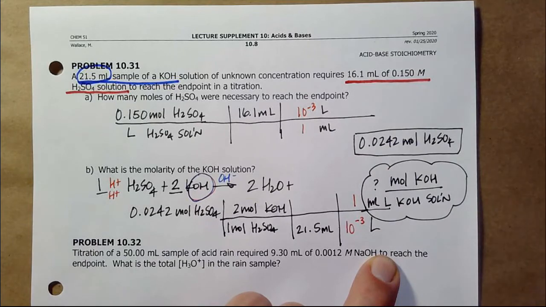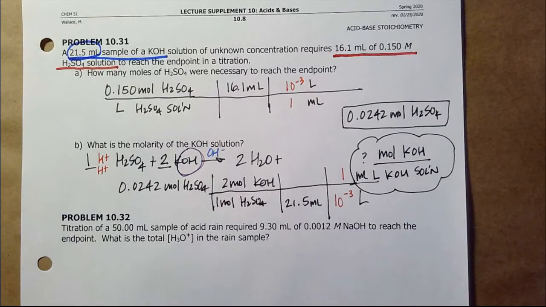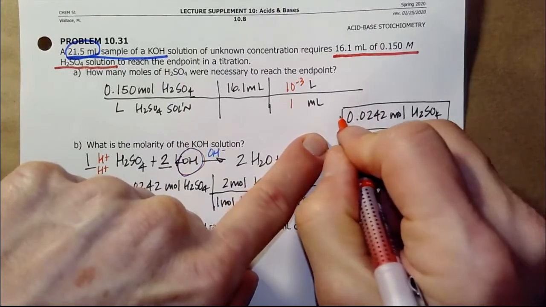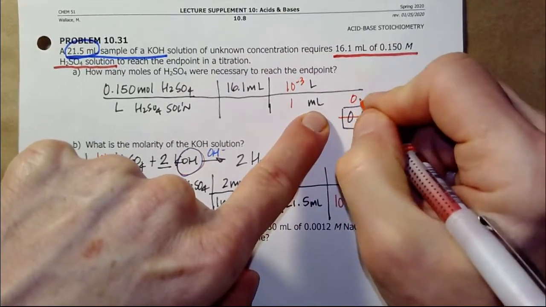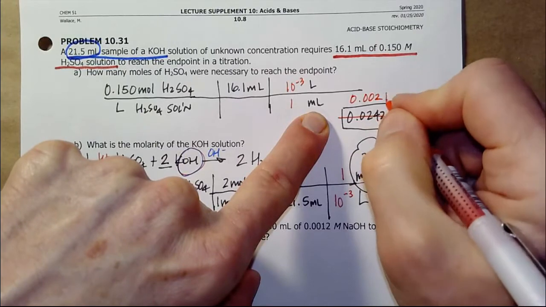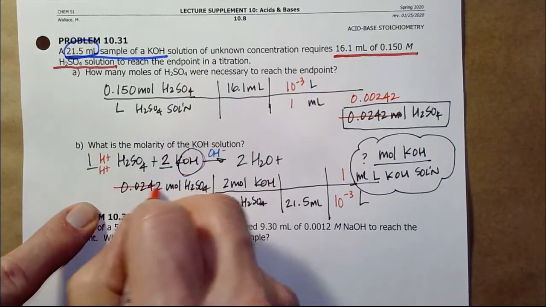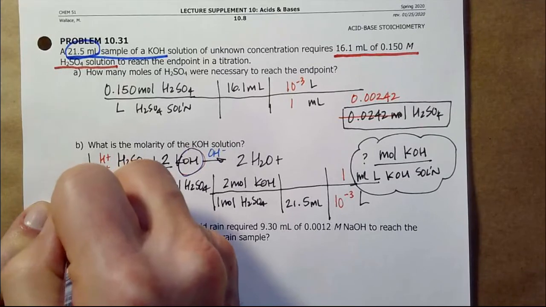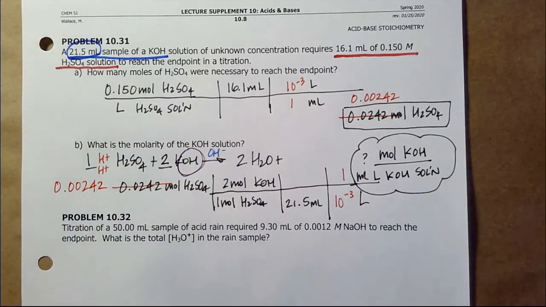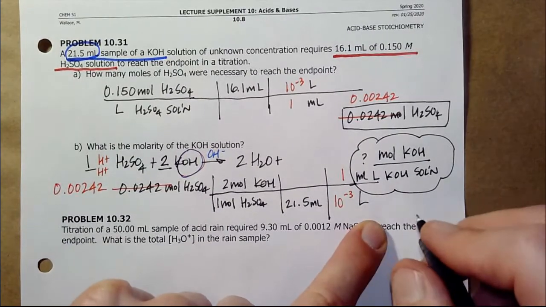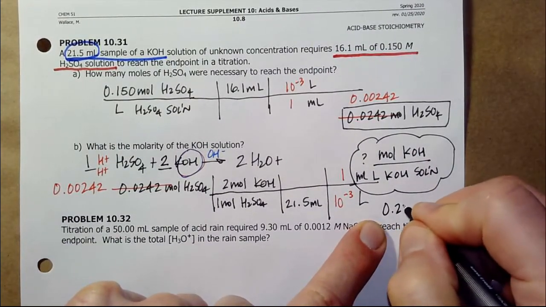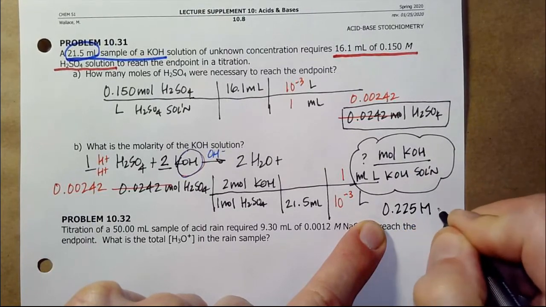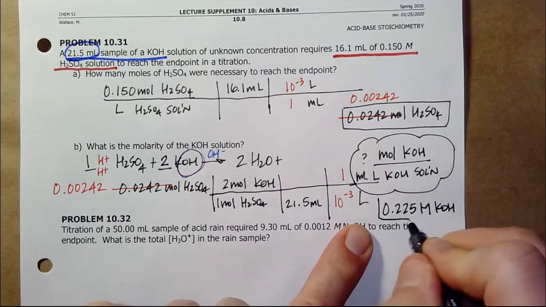it looks funny to me. I'm going to double check my math. Yes, I do have a dumb math error. I'm going to correct that right now. This should have one extra zero, so 0.00242 moles H2SO4. And when I do this math, now that you don't trust my math, of course, understandably, 0.225 molarity KOH.